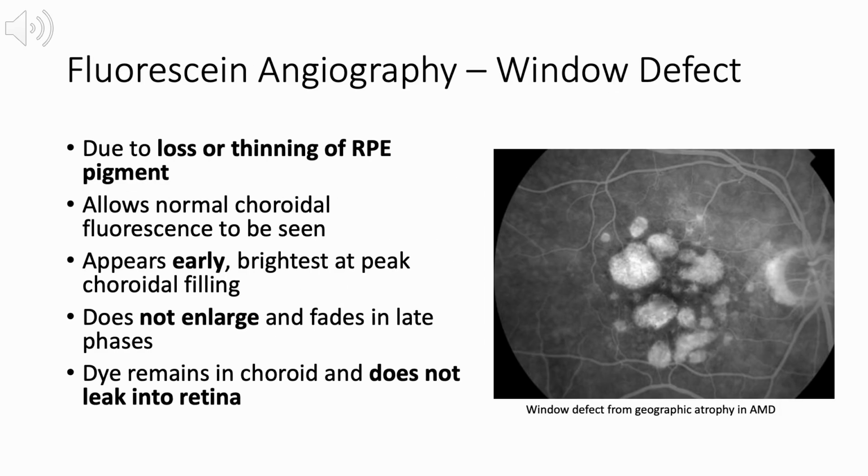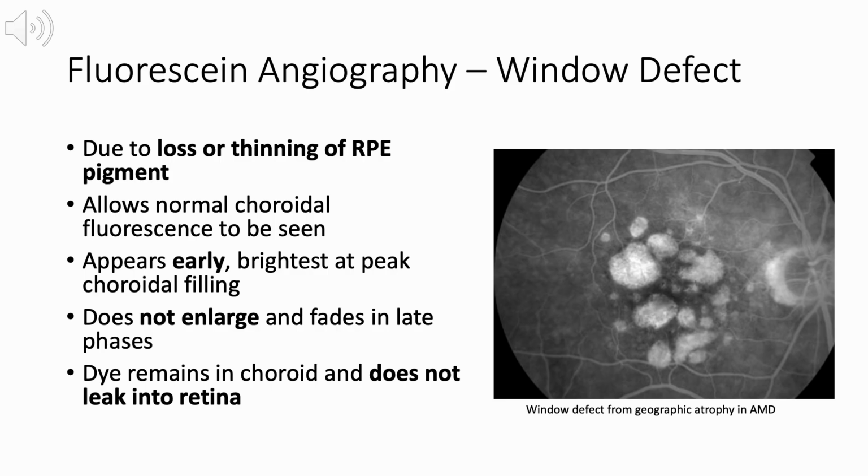The final classic pattern of hyperfluorescence is the window or transmission defect. This occurs due to loss or thinning of retinal pigment epithelium pigment, which normally blocks underlying choroidal fluorescence. When the RPE is attenuated or absent, normal choroidal fluorescence becomes more visible.